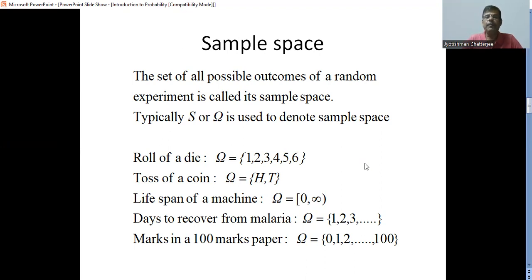Marks in a 100 marks paper. The person has appeared for the test, and the marks can be anything from 0 up to 100. So here the sample space is 0, 1, 2 up to 100. So to repeat, the sample space is the set of all possible outcomes of a random experiment, and we have seen quite a few examples.